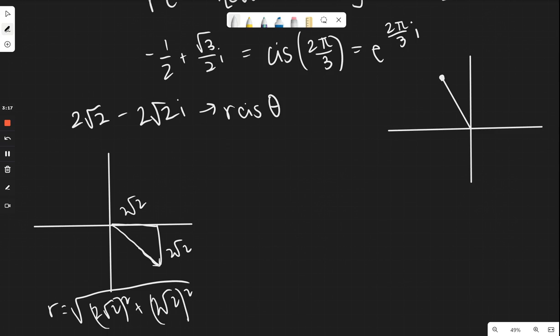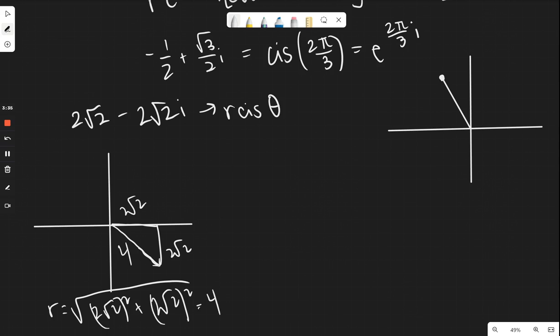Or we could just use the fact that it's a 45, 45, 90-degree triangle and say that, oh, the hypotenuse is going to be 2 square root 2 times square root 2, which is 4. And if you did this, you get the same thing. You get 8 plus 8 is 16, and the square root of that is 4. So in any case, r equals 4.